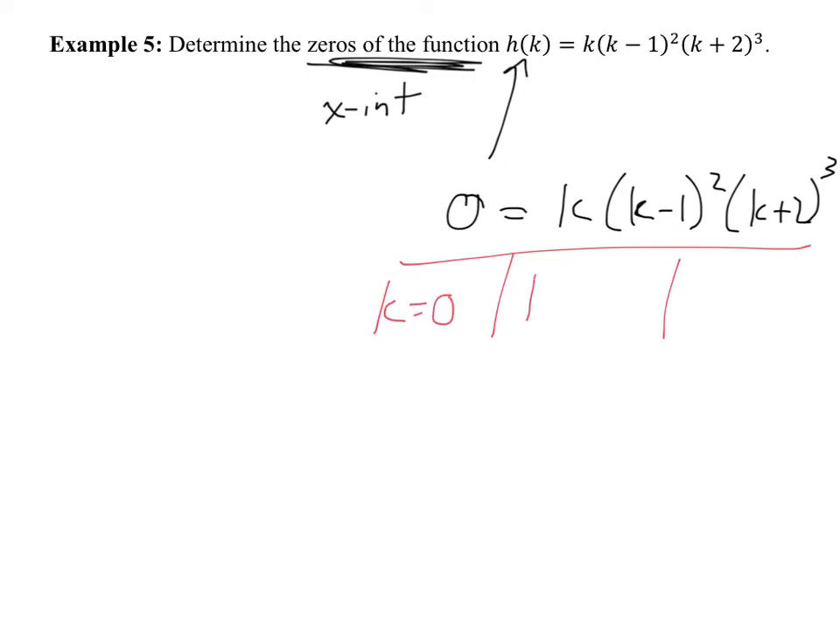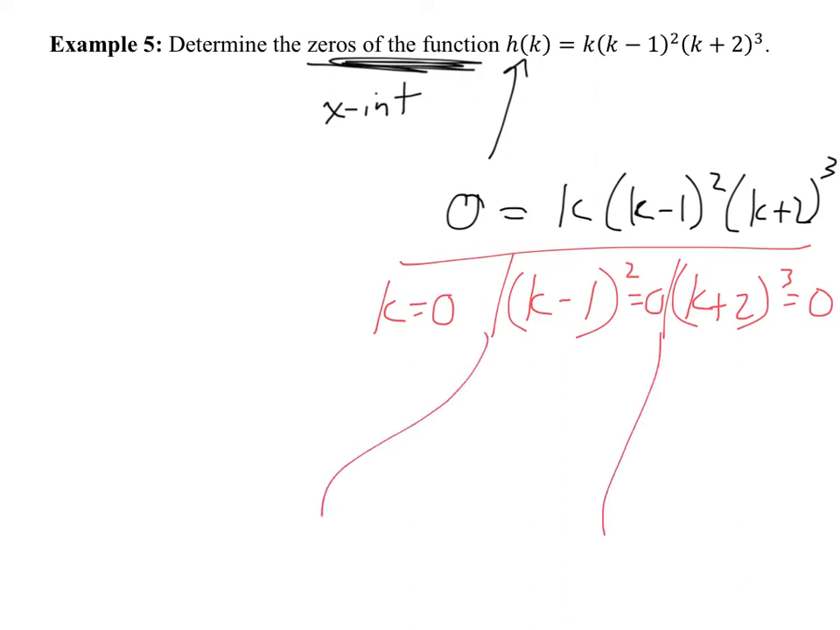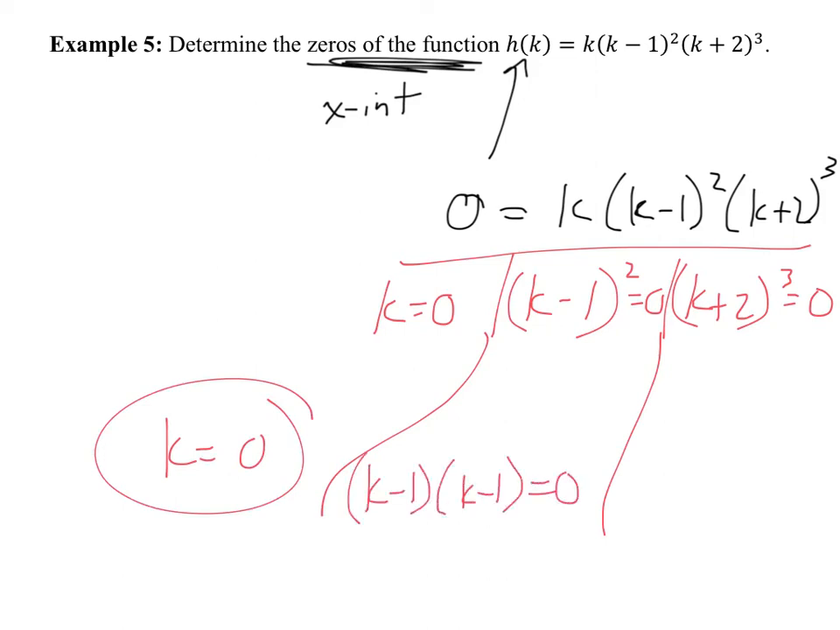So you get k equals 0, (k minus 1) squared equals 0, and (k plus 2) cubed equals 0. Now, if I have a repeated factor here, let me expand what this really means. This is still k equals 0, but this is really this. That's what the second part really means. The quantity (k minus 1) squared equal to 0 is really telling me this. So, Paul, what's the solution to this middle part?